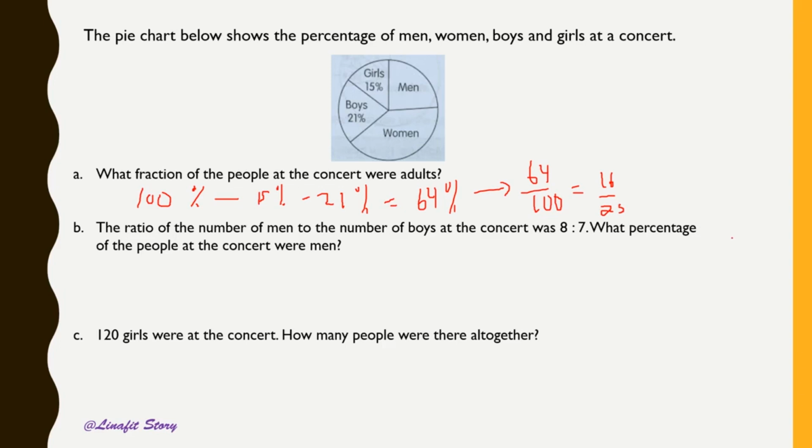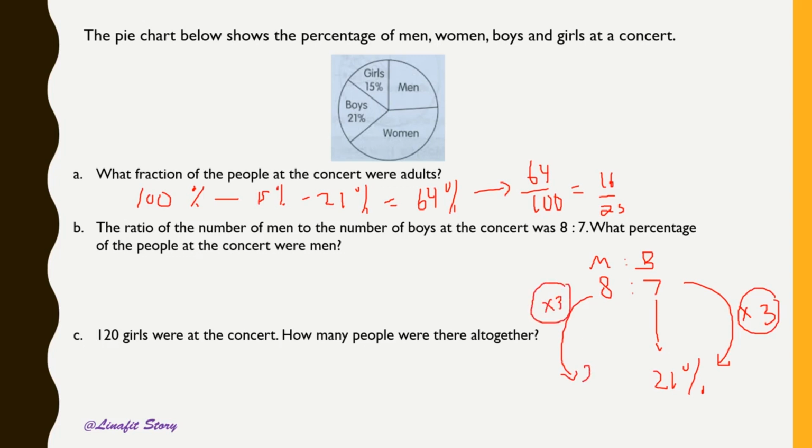Question B. The ratio of the number of men to the number of boys at the concert was 8 to 7. What percentage of the people at the concert were men? So men to boys was 8 to 7. As we know that 21% were boys, 7 times how many equals 21? 7 times 3. Do the same to the men. So 8 times 3 equals 24%.